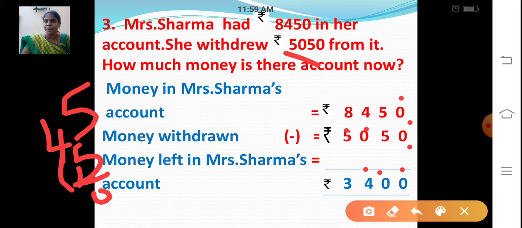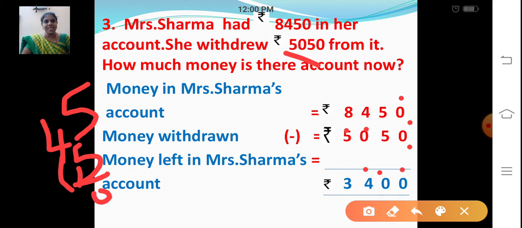How much money is left in the bank now? How much money is left in Mrs. Sharma's account now? 3,400. I'll repeat the question one more time. Mrs. Sharma had rupees 8,450 in her account. How much money was she having? 8,450. She withdrew 5,050 from it. So she has taken 5,050 from the bank. How much money is there in the account now? So money in Mrs. Sharma's account is 8,450. Money withdrawn, how much money has she withdrawn from the bank? 5,050.